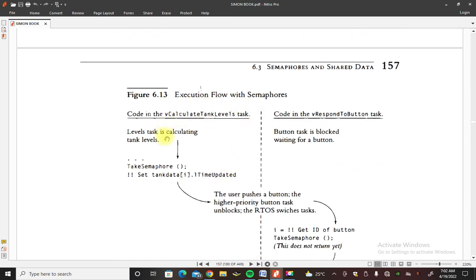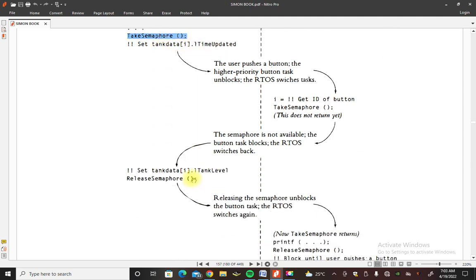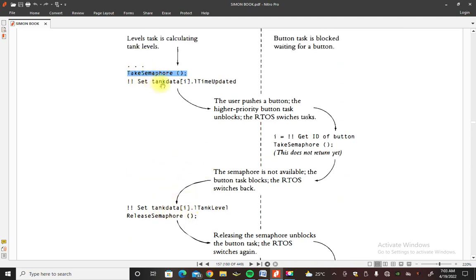It is very clearly explained in this diagram. This is the calculate tank levels task, and this is the respond to button task. First, the calculate tank levels task takes the semaphore, as you see here, and it updates the first tank data. Tank data means what? Tank data temperature. First temperature is getting updated. That's very important. After updating the first temperature, before updating the second temperature, an interrupt comes.